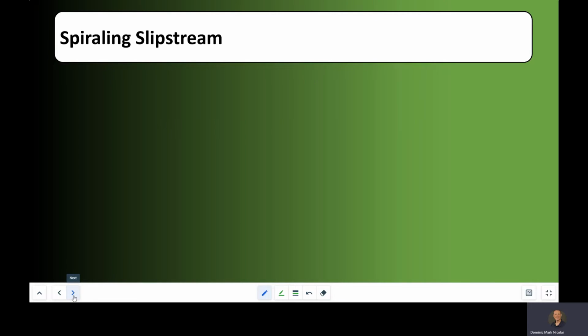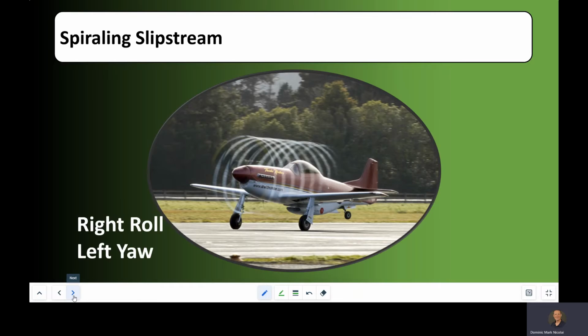All right. Let's look at spiraling slipstream just a little bit more. Here is an aircraft where conditions of the day allow you to see the spiraling slipstream very clearly. This is continuing on through the empennage area as well. And we are having two effects. One, because the airflow is hitting the vertical stabilizer from the left side, it's pushing that whole tail section to the right, which causes a left yaw to happen, right?